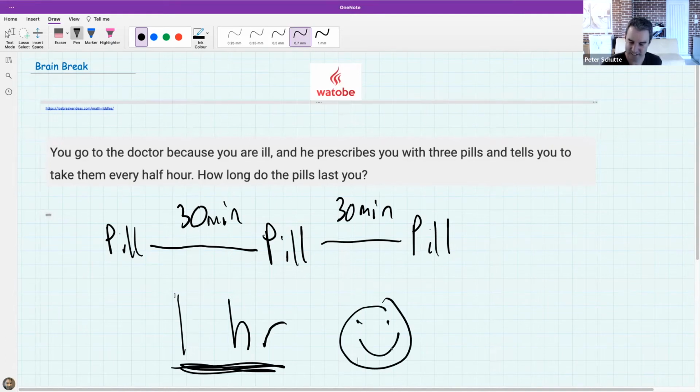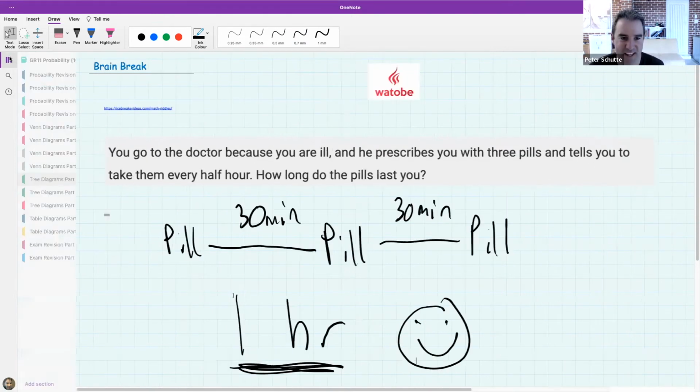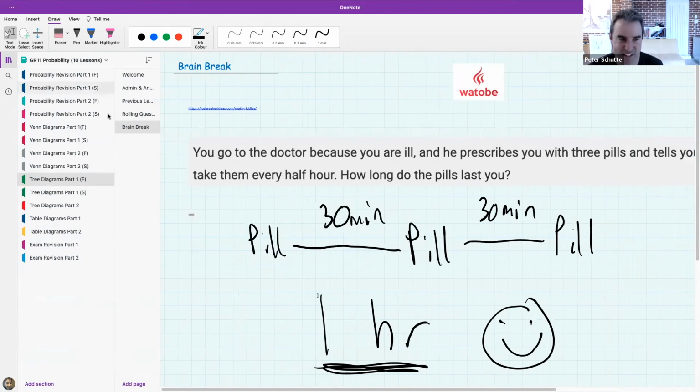All right. So watch out. My brain breaks are always a little bit sneaky. Cool. All right. Cool. Let's get back to the tree diagram questions.